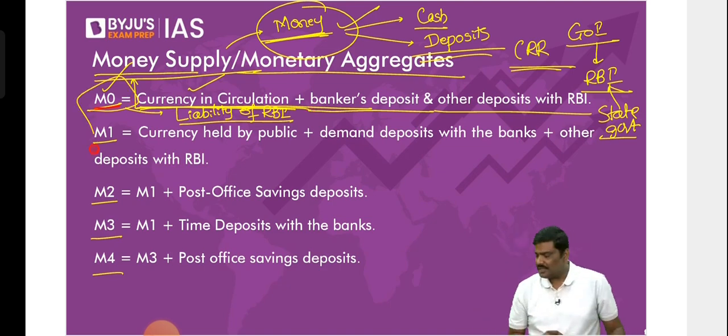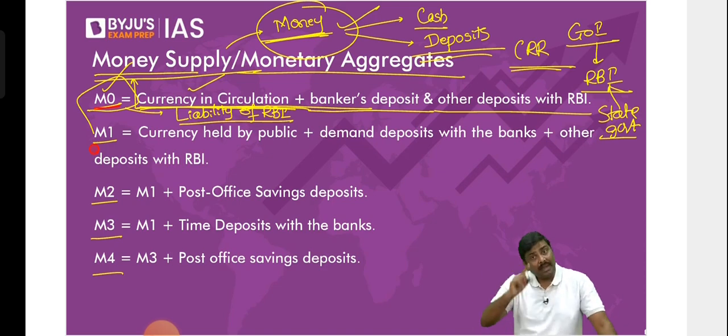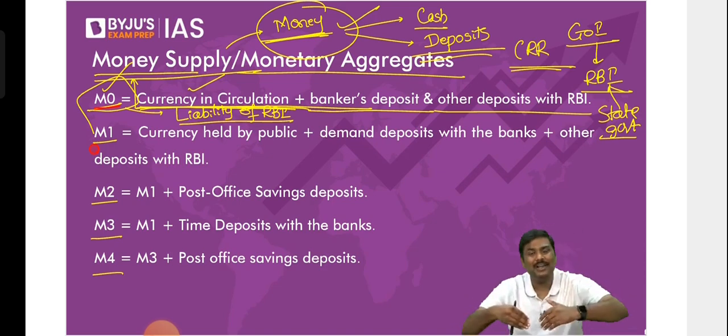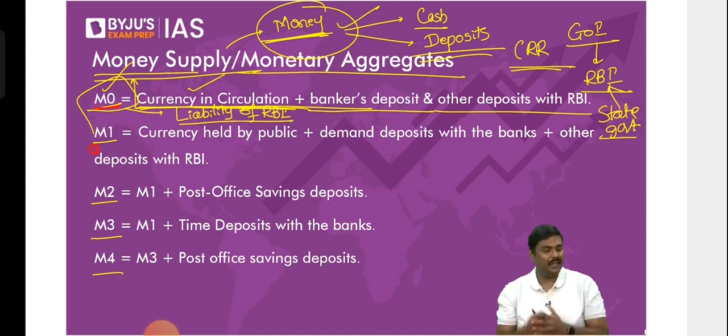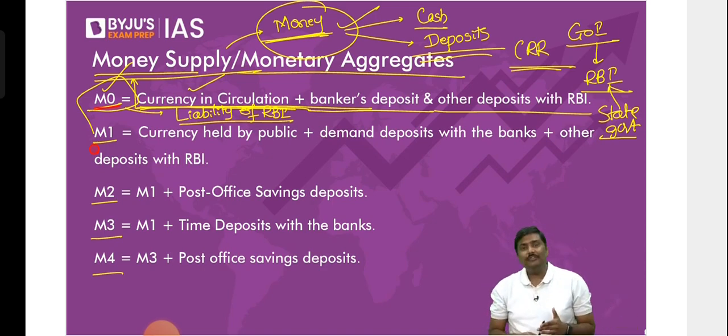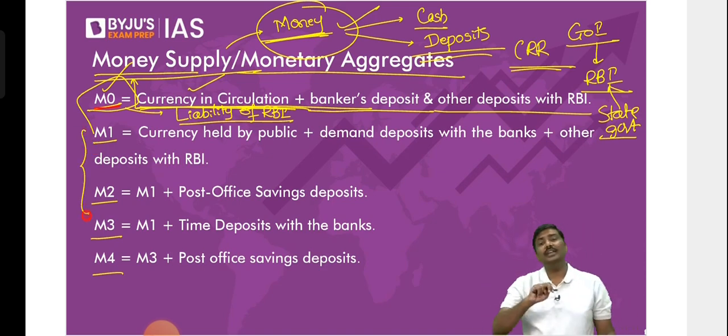So understand this. Whenever M0 increases, the money supply should increase. It simply means RBI printing more money, supplying more money in the economy. Money supply should increase. Come to M1 and M2. M1 and M2, I've already told you, both are referred to as narrow money.